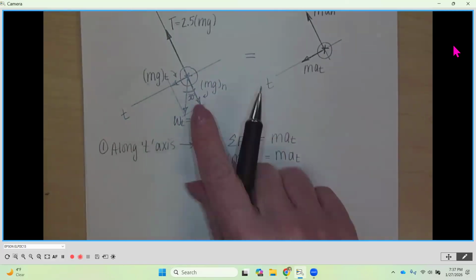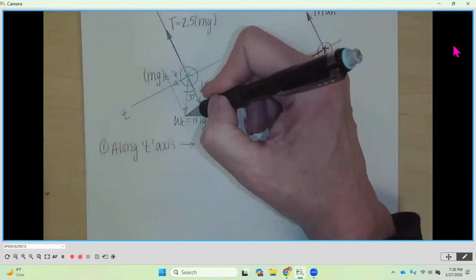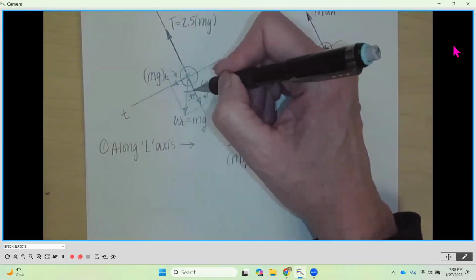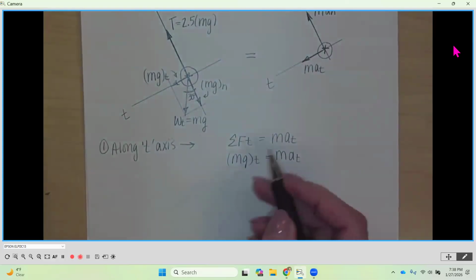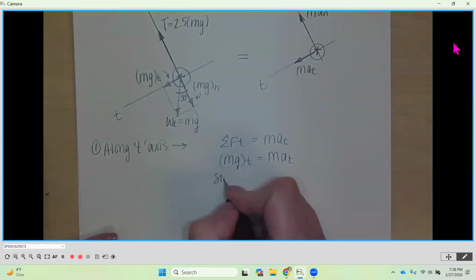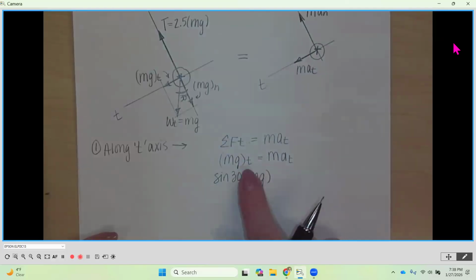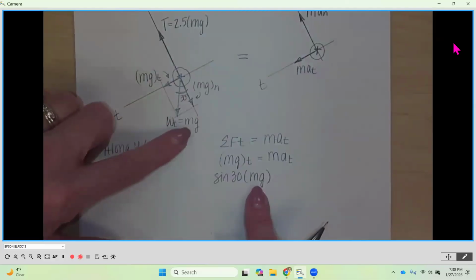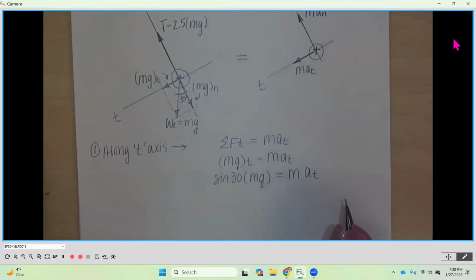So that is going to be equal to, if this is the 30 degrees, if we go opposite, this length right here is an equivalent length. So that's the side opposite, and the hypotenuse is m times g. So this is going to be sine of 30 times mg. So the tangential component is sine of 30 times mg. We're putting it in terms of the weight, which is mass times gravity. It's going to be equal to mass times acceleration tangential.